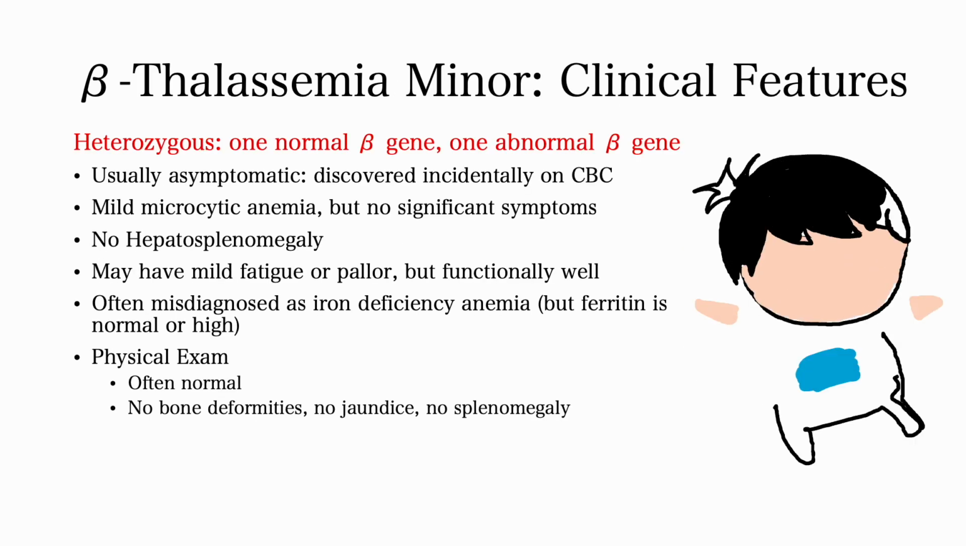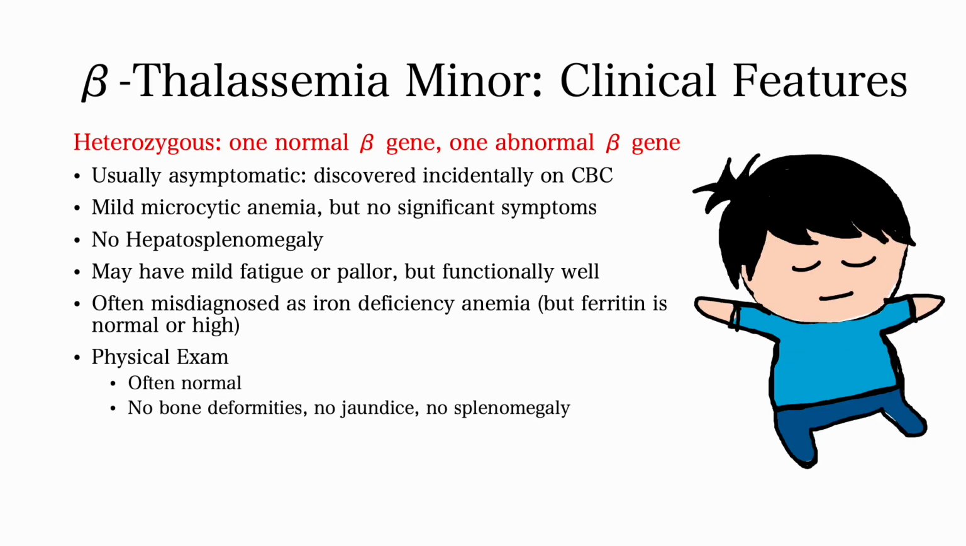Let's talk about clinical features. When it comes to beta thalassemia minor, remember the issue is that this is a heterozygous mutation. There's one normal beta gene and one abnormal beta gene. Usually this is clinically asymptomatic. It's discovered accidentally on a CBC. You might see mild microcytic anemia, but no significant symptoms.